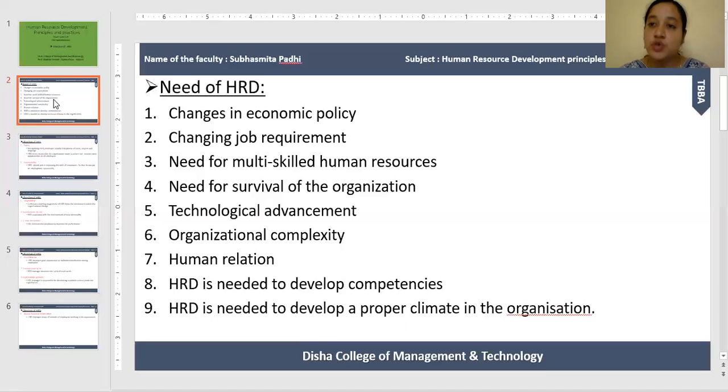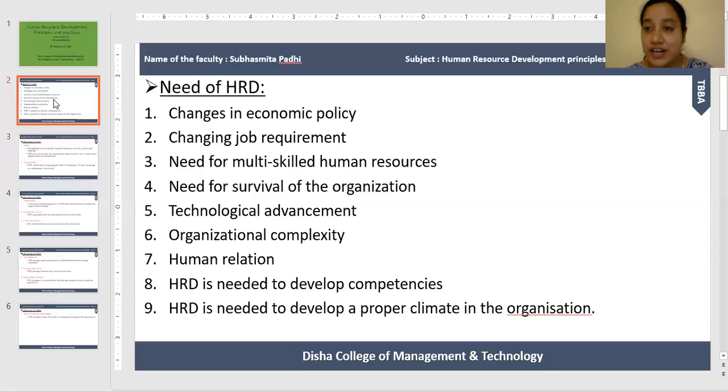Its intention is to develop the human resource's skills, abilities, knowledge, attitudes, and change the behavior of employees, so that they can do everything in a perfect manner. If they can do everything in a perfect manner, then it is possible for the organization to succeed, to survive, to grow, and to prosper. So for developing competencies, for developing the skills of human resource, the organization requires the concepts and the principles of HRD.